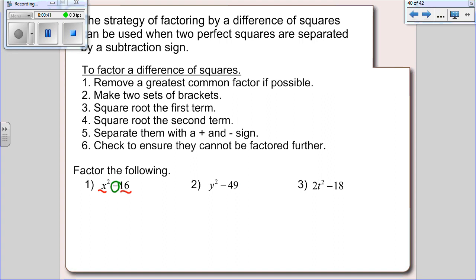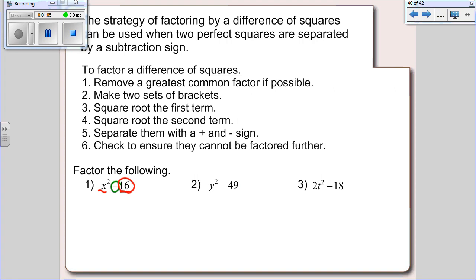So you must have a subtraction of squares. Squares means perfect square numbers or perfect square variables. So that means the terms you have must be terms that you could square root. So could I square root the number 16? I could, right? The square root of 16 would equal 4.